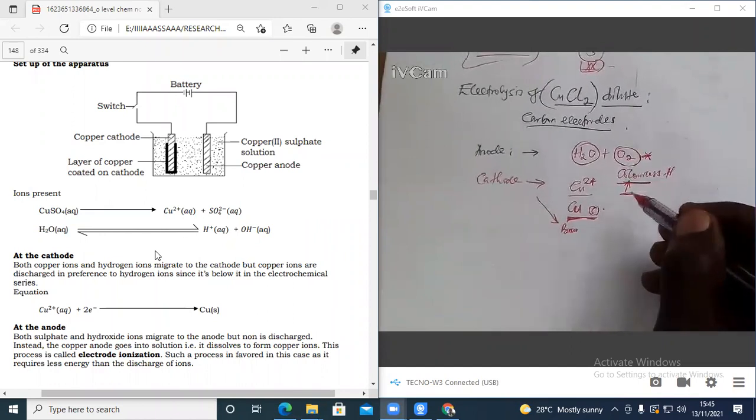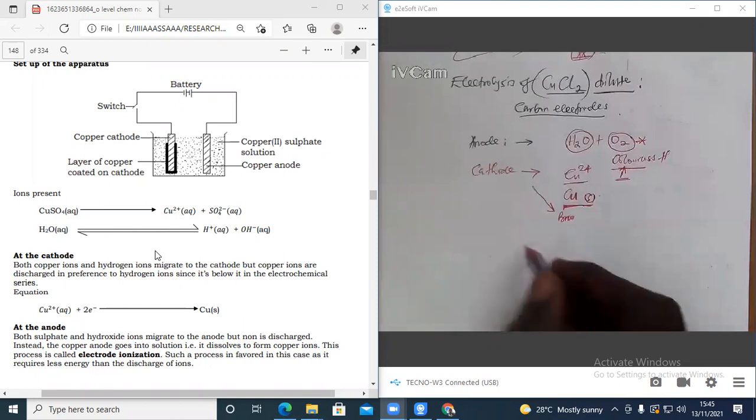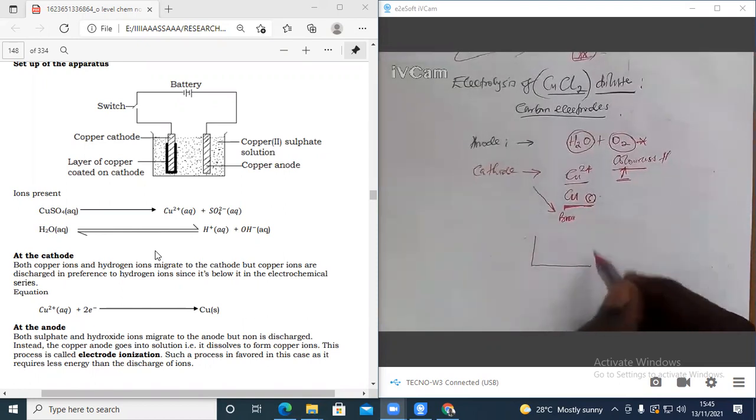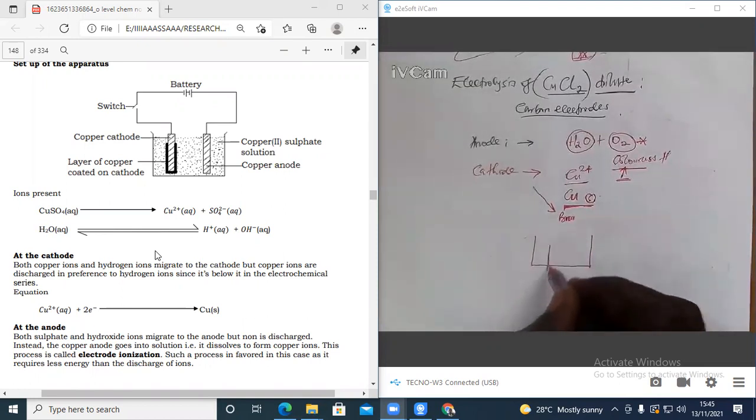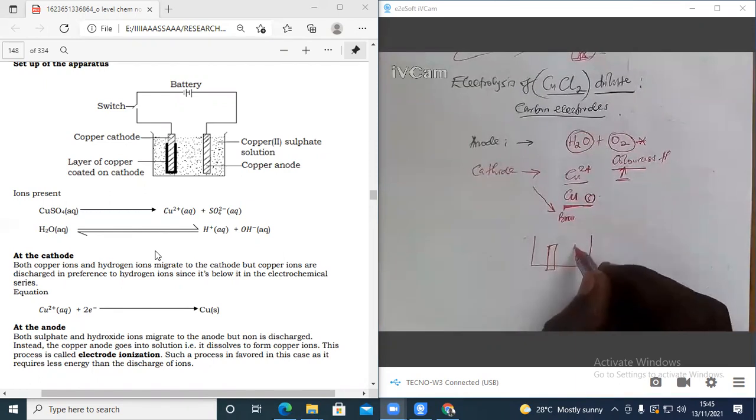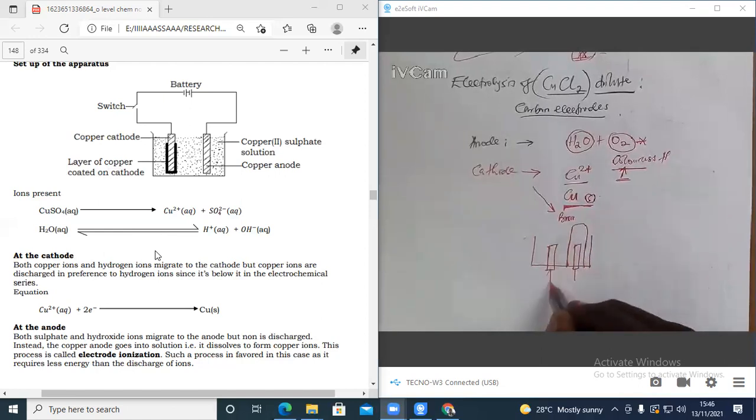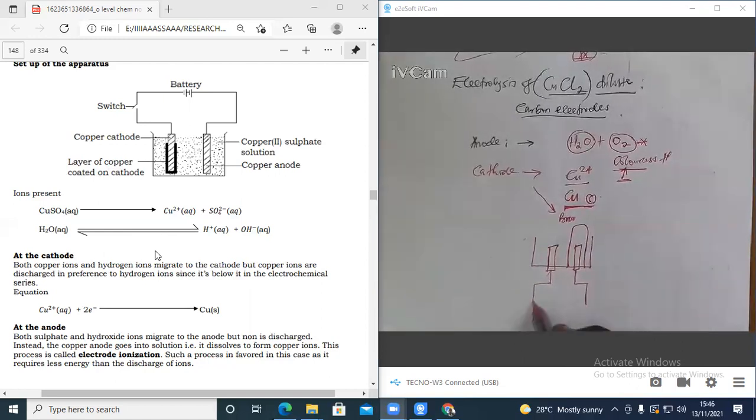Okay? So when you are drawing that, you draw the container facing upwards, then you put here your one electrode, then this one also another electrode. But on this one, you have to put some jar for collecting the gas. Then you connect this on what? So which one is the anode? Which one is the cathode? How do you tell us this is the anode and the cathode?